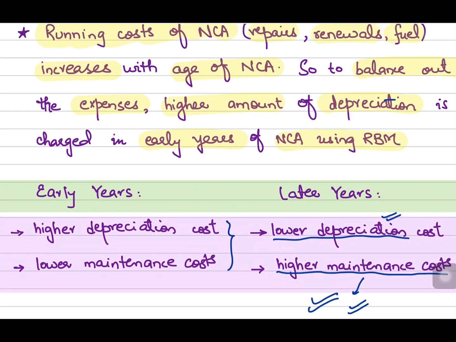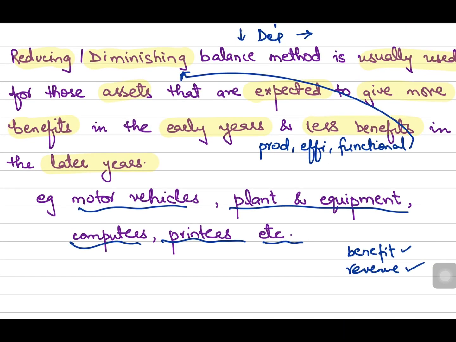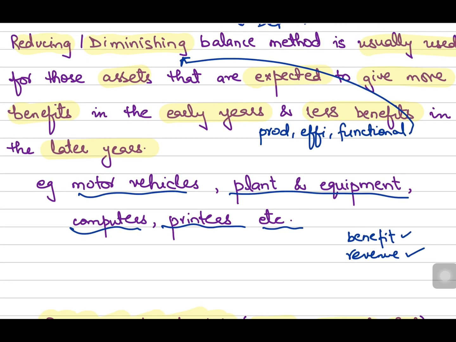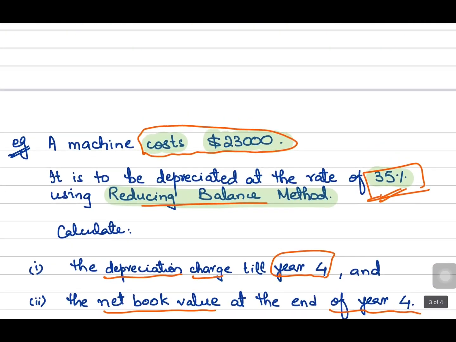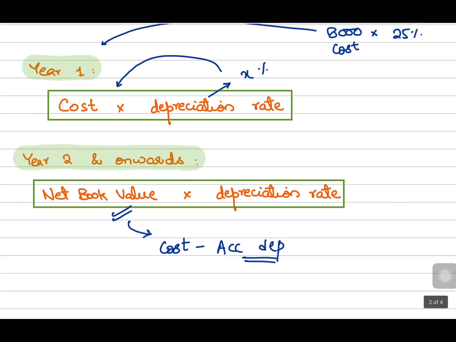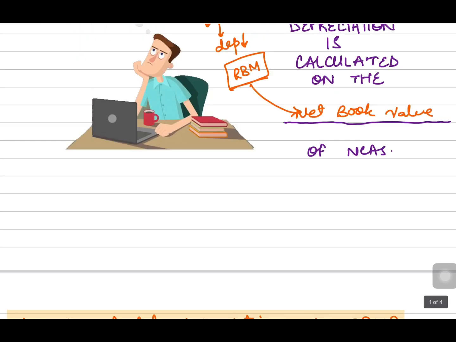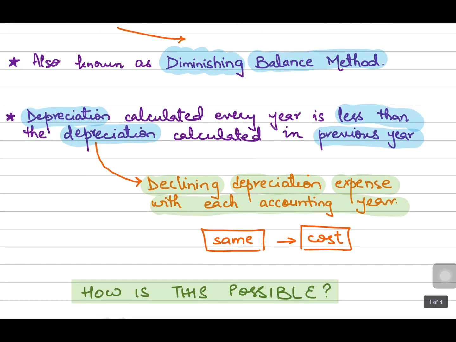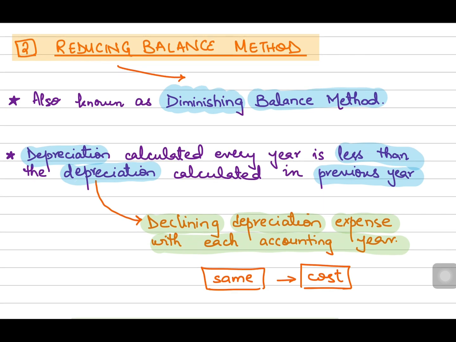So this is all about the reducing balance method of depreciation. What you need to remember about this method is that it is applied on the net book value of the non-current asset. In the first year, the rate is applied on the cost, but with every passing year, it is applied on the net book value. The depreciation expense keeps on decreasing with every passing year. That is why it is called a diminishing or reducing balance method.